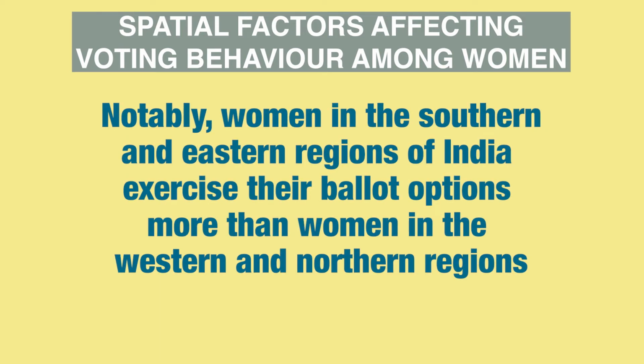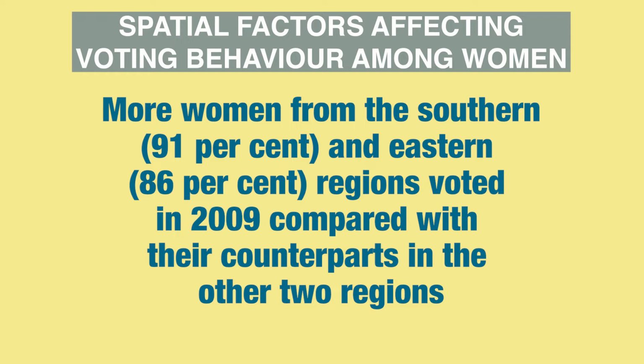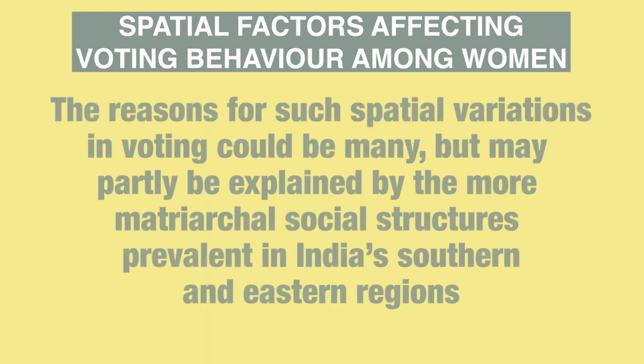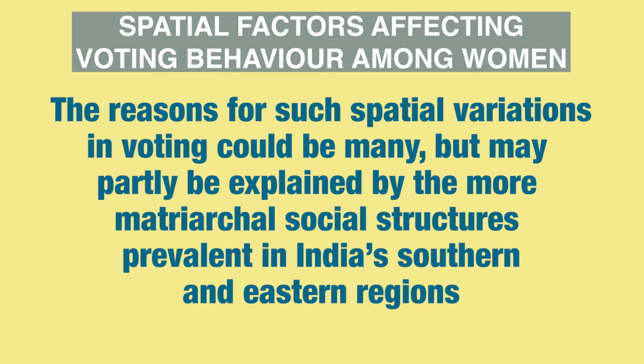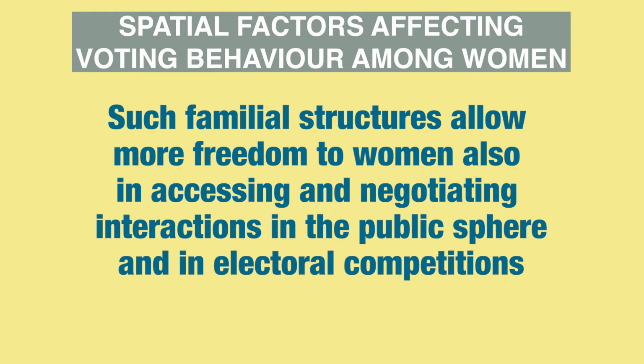Notably, women in the southern and eastern regions of the country exercise their ballot options more than women in western and northern regions. Moreover, women from the southern and eastern regions voted in 2009, and in fact it has been found that 91% of women voted in South India and 86% of women voted in East India compared to their counterparts in North and West India. The reasons for such spatial variations could be many, but may partly be explained by more matriarchal social structures prevalent in southern and eastern India. Such familial structures allow more freedom to women in accessing and negotiating interactions in the public sphere and in the electoral competitions.